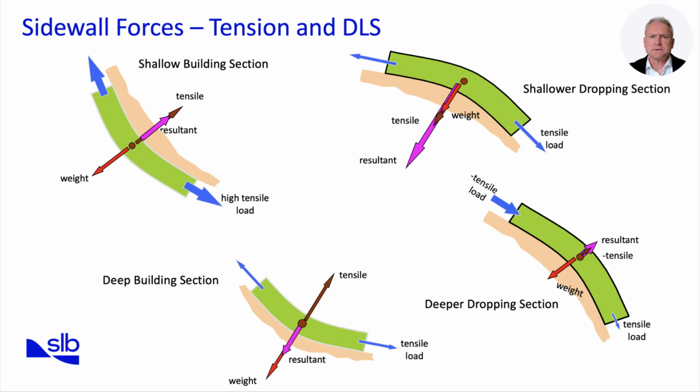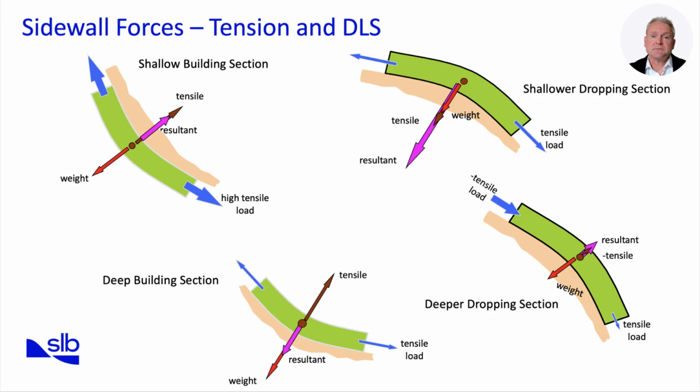Bottom left, deep building section. Here, the local tensile load is small. Only a short length of pipe is below the section. Weight dominates, so the string naturally rests on the low side. The resultant vector points mainly down, low side, with a modest lateral from curvature. As the resultant vector is low, high doglegs can be used without causing significantly high side forces.